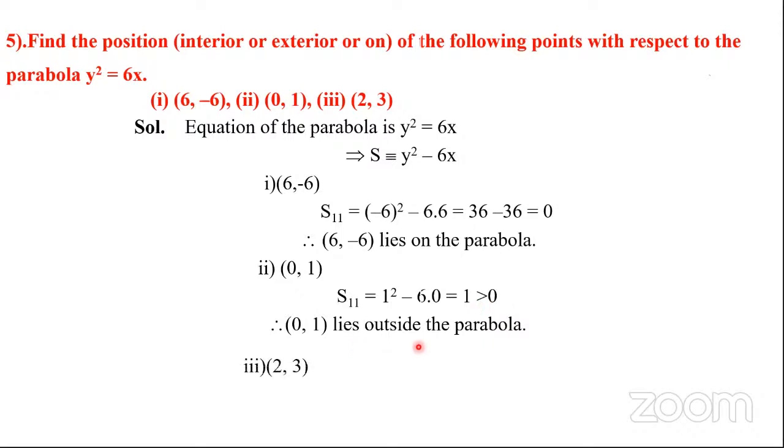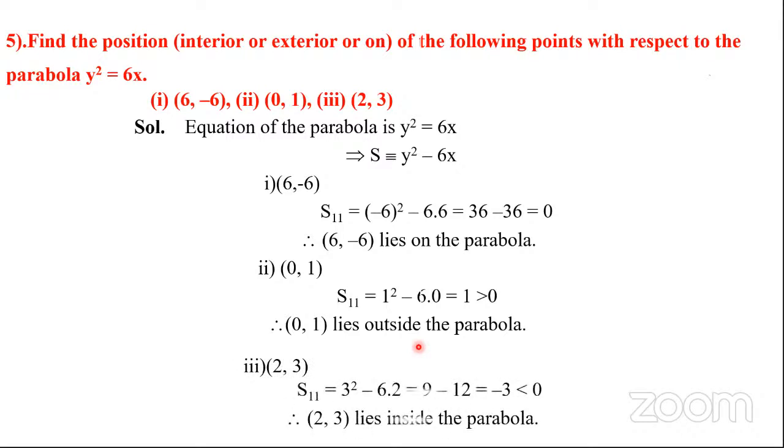Let us take the point (2, 3), children. Find S11. y is 3, so y² is 3², minus 6x. So 9 minus 12, which is −3. So S11 is a value which is less than 0. Therefore, the point (2, 3) lies inside the parabola.